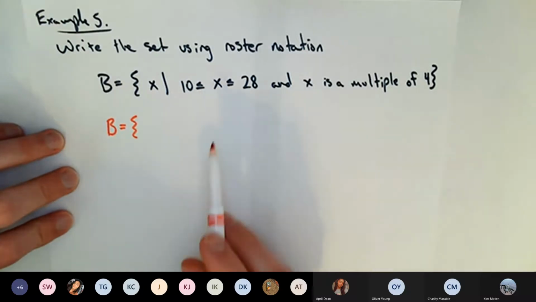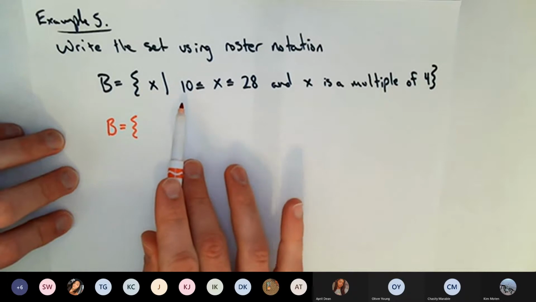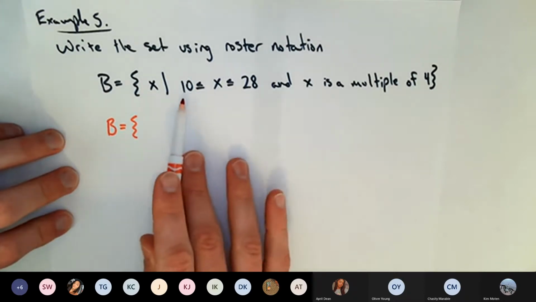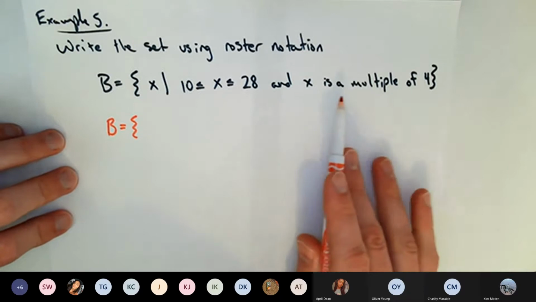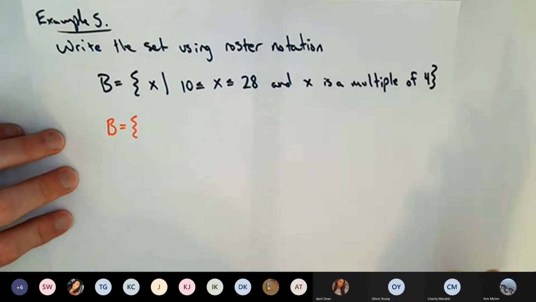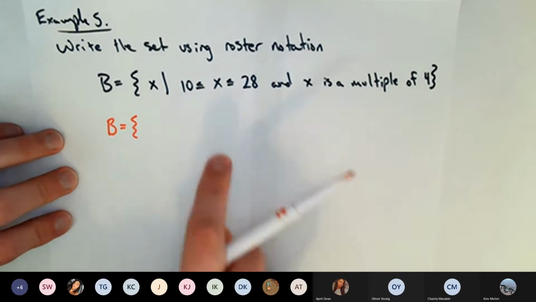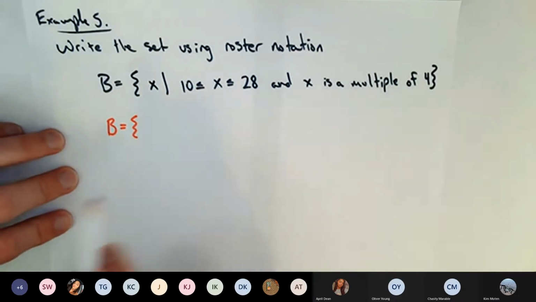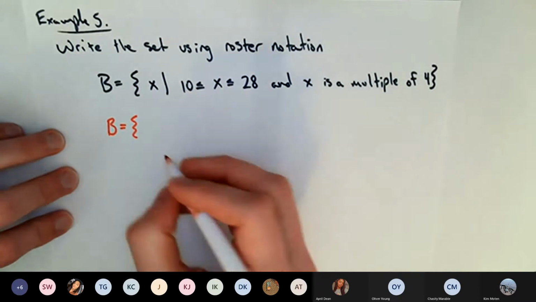Okay, so the first one is a 10. Is 10 in the set? Well, according to this part, yes, 10 is in the set, but over here, I want X to be a multiple of 4, but 10 is not a multiple of 4. In fact, I don't need to consider any odd numbers because I know odd numbers aren't multiples of 4 either. So what's the first multiple of 4?